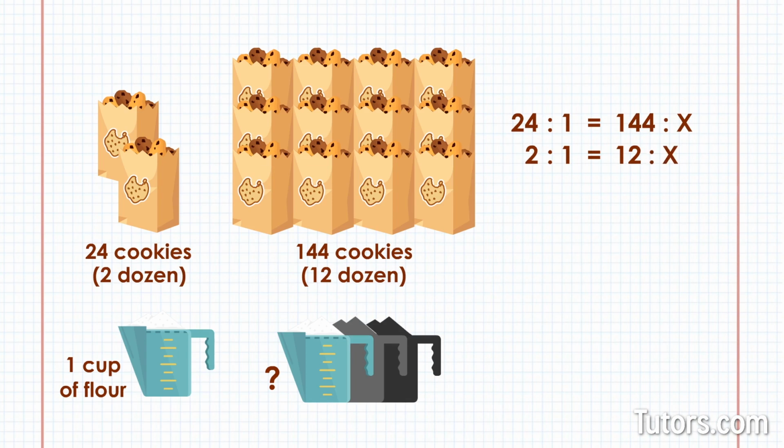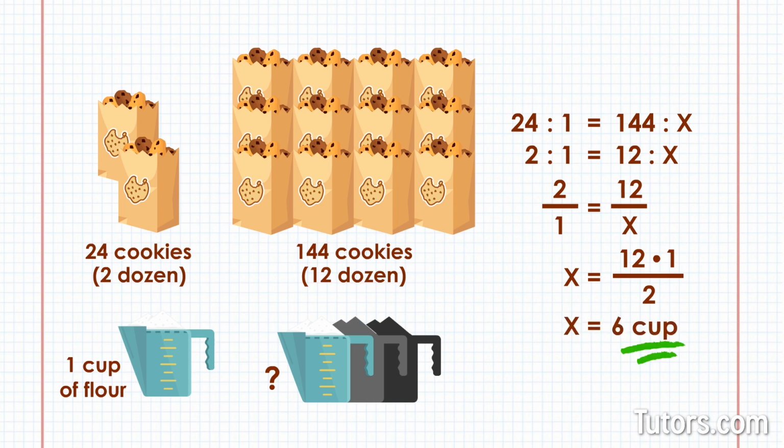2 to 1 equals 12 to x. You can write this as a fractional proportion like this: 2 divided by 1 equals 12 divided by x. Look at the relationship between the two numbers in our fractional proportion. What do you multiply 2 times to get 12? You multiply it times 6. So you multiply the denominator 1 times 6. You need 6 cups of flour to make 12 dozen cookies.